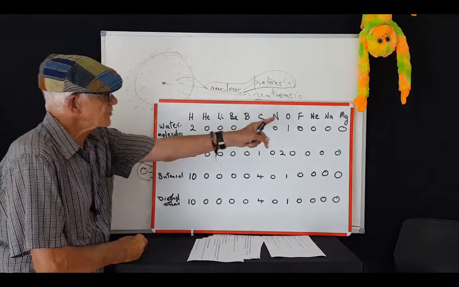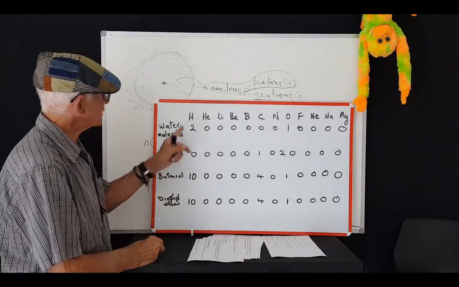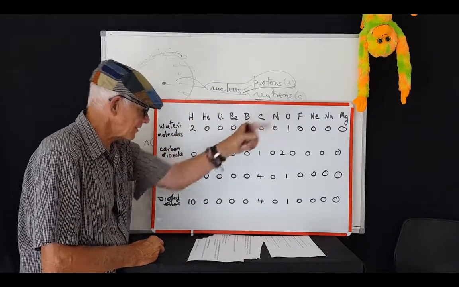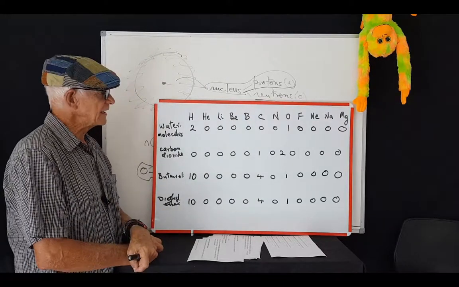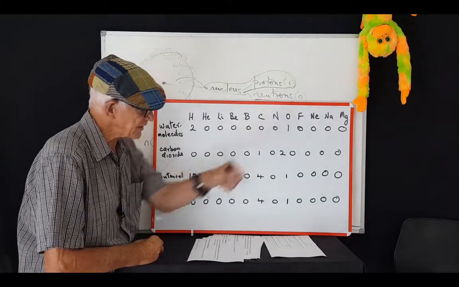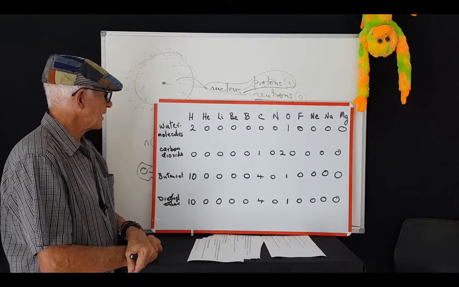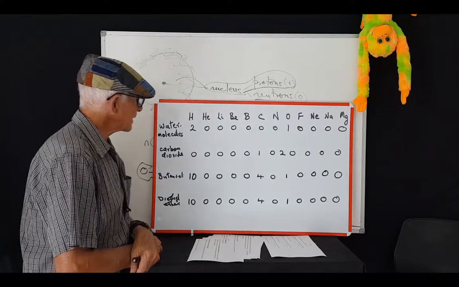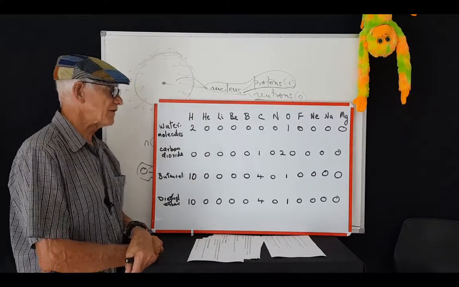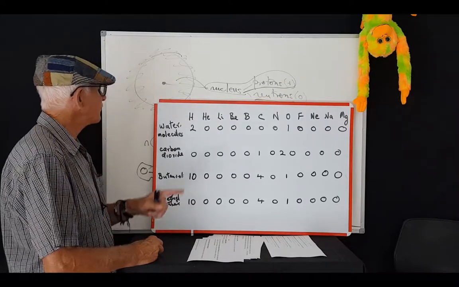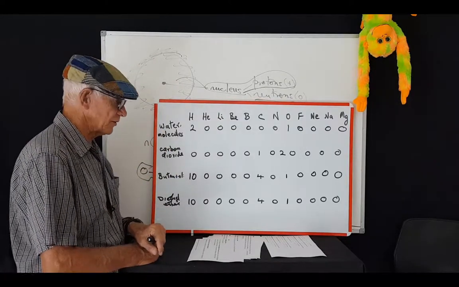These are the first 12 elements, atomic numbers 1, 2, 3, 4, to 12. And if my board was big enough, I'd go up to number 92. And the point I was just making about every substance consisting of some combination of atoms, for example, water molecules.